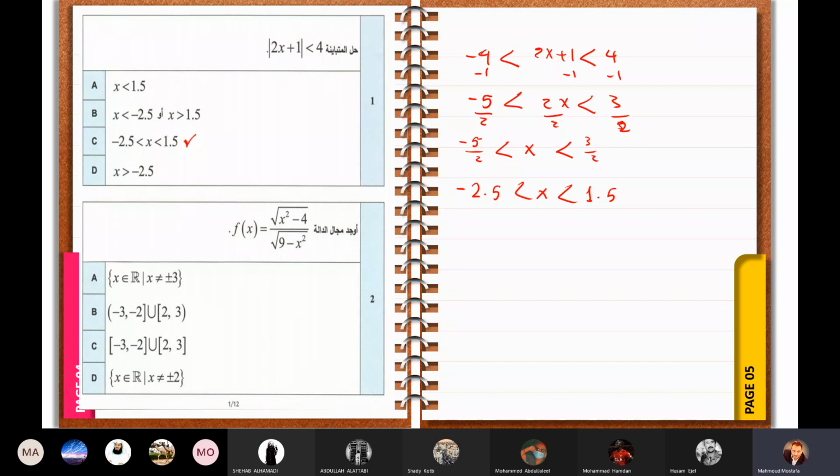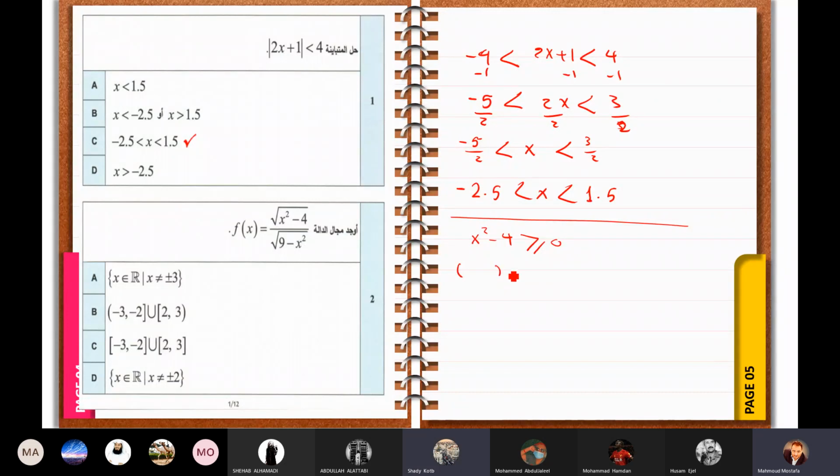Okay. So, what is the domain for the numerator here? X greater than or equal to 2? No. And negative 2? Take it one by one, please. X squared minus 4 greater than or equal to 0. Correct?